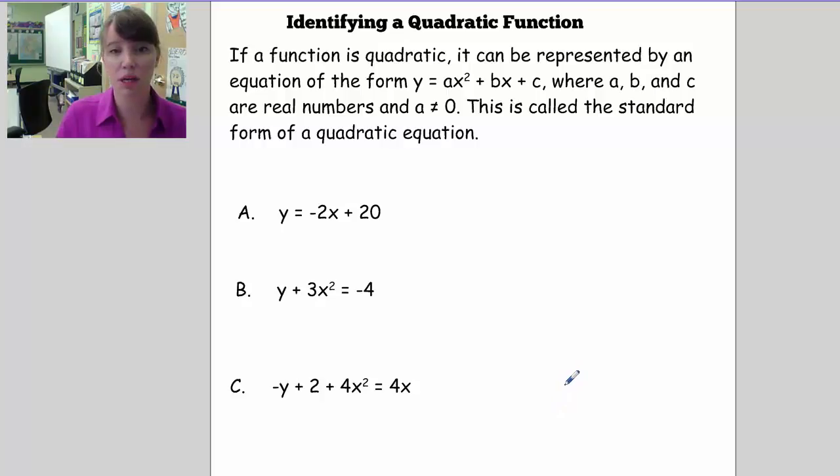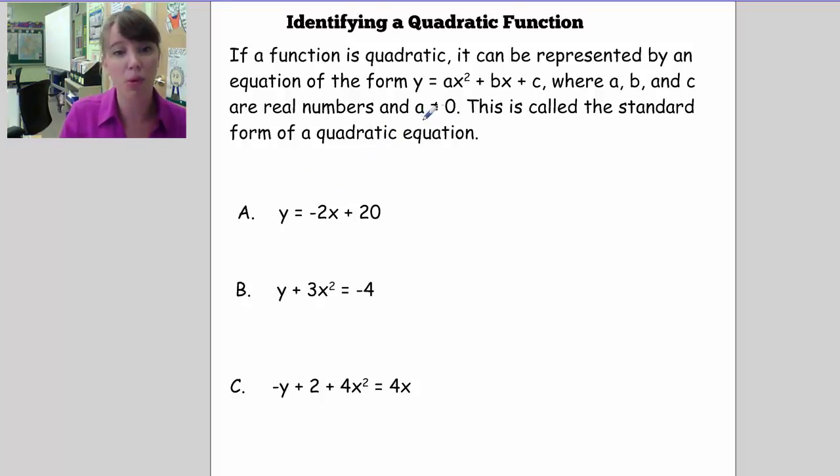So a function is said to be quadratic if it's of the form y equals ax squared plus bx plus c, where a, b, and c are real numbers, right? So real meaning that they could be rational or irrational numbers.